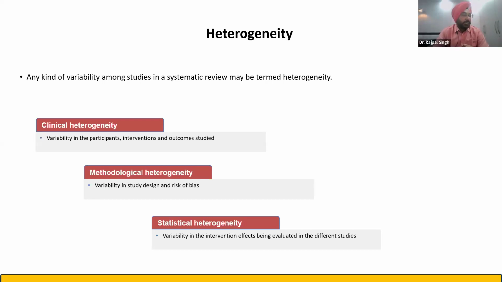Then we check for the statistical heterogeneity. It is based upon variability in the intervention effects being evaluated in different studies. So in an ideal scenario, all the studies should be of a similar time frame also. Suppose there is a drug A and we have conducted a clinical trial for that for 6 months only, and for a drug B, the clinical trial is for 2 years. So 6 month data cannot be compared with 2 year data. It should be similar in terms of variability, meaning in terms of effect outcomes as well as the time frame.